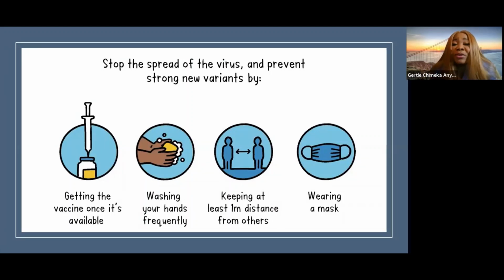So for us to stop the spread of the virus and prevent strong new variants, what should we do? We should continue the same measures that we were using before to mitigate. In addition to getting the vaccine that is available here in the US, washing our hands frequently, keeping at least 6 feet distance, and wearing our mask. In places where we do not have easy access to water and soap, we can use hand sanitizer. We can also talk to our neighbors and our family members. And those of us that are physicians or healthcare practitioners should talk to our patients and people we come across and explain why we have to do what we have to do. We are in this together.